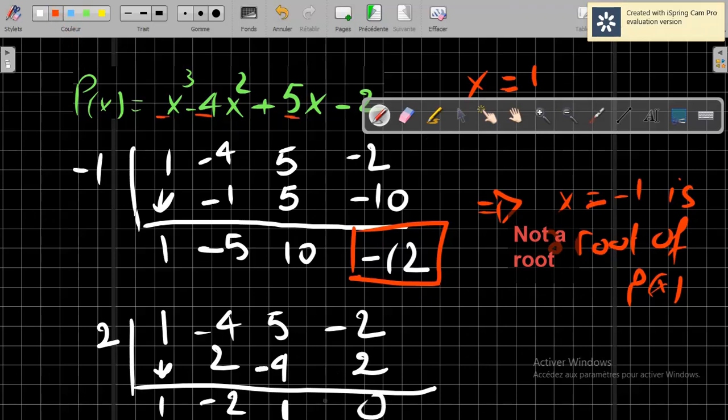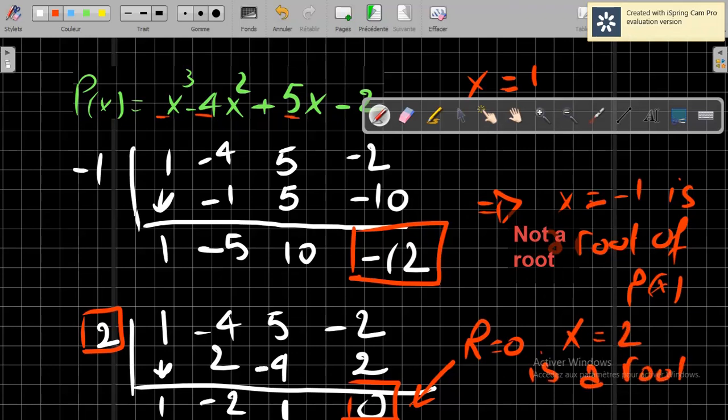So you can see that you have here a remainder of 0, there is no leftover. This is your remainder in your division. So I would say that x is equal to 2 is a root of p(x). So we checked for 1, 2, and negative 1, and let's check for negative 2.